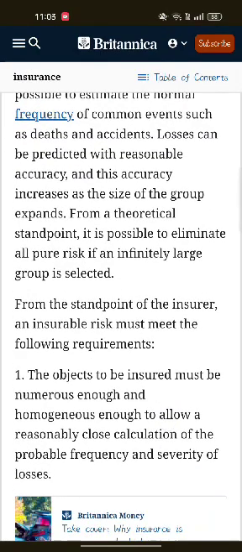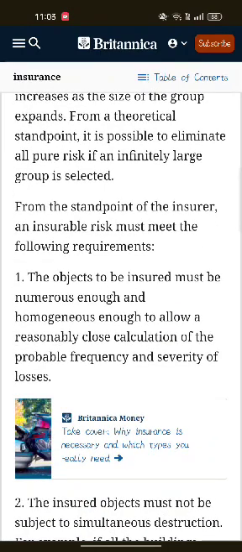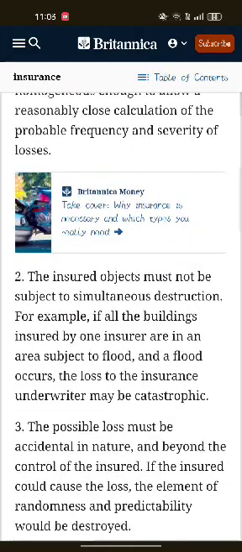From the standpoint of the insurer, an insurable risk must meet the following requirements. Number one, the object to be insured must be numerous enough and homogeneous enough to allow a reasonably close calculation of the probable frequency and severity of loss. Number two, the insured object must not be subject to simultaneous destruction. For example, if all the buildings insured by one insurer are in an area subject to flood and a flood occurs, the loss to the insurance underwriter may be catastrophic.